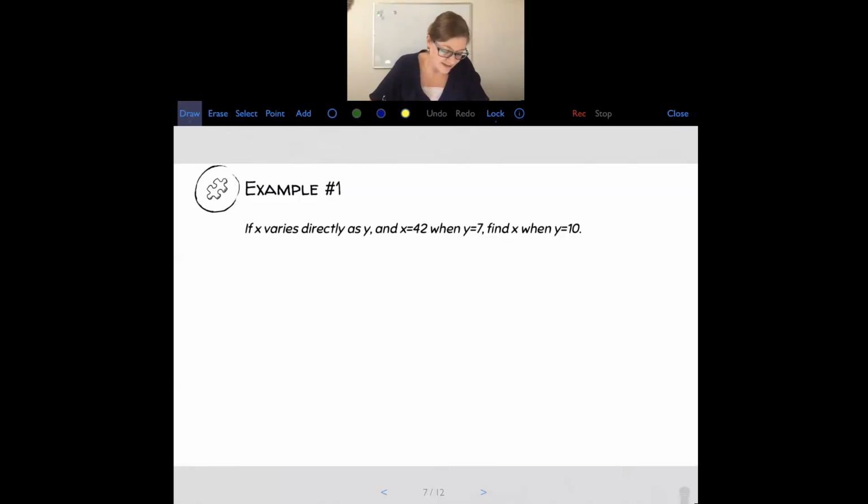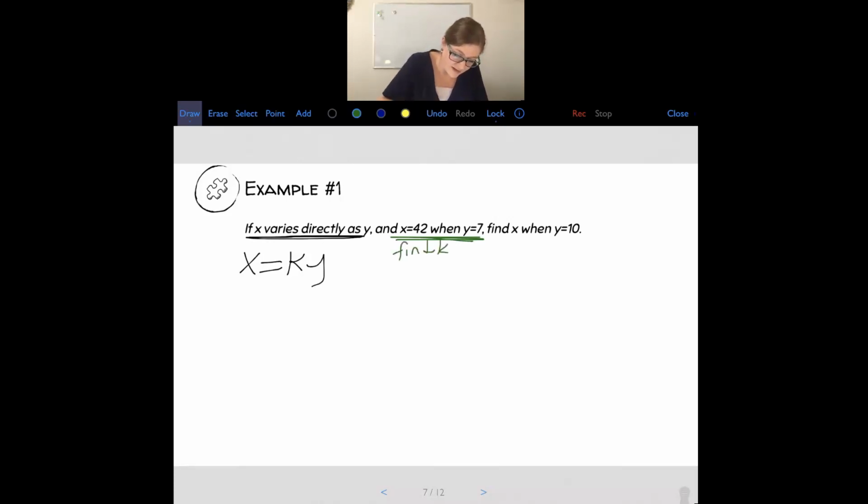We have: if x varies directly as y and x equals 42 when y equals 7, find x when y equals 10. Let's break this down. This first part is telling us there's direct variation. x varies directly as y. So we've got x equals k times y. The second piece of information, x equals 42 when y equals 7. Notice from the equation, if I have the value of x and I have the value of y, I can find k. So this allows us to find k. The third piece of information is we'll use k to find out what it's actually asking us to solve.